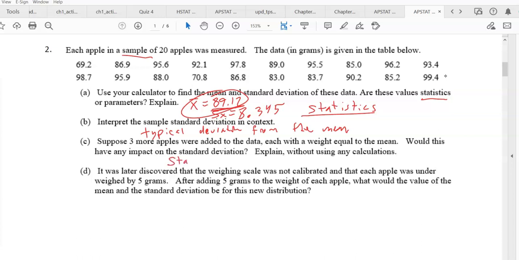is going to decrease. Standard deviation of apple weights is going to decrease. Because all 3 values you add have a deviation from the mean of 0. There's no deviation, so it's going to decrease the standard deviation.